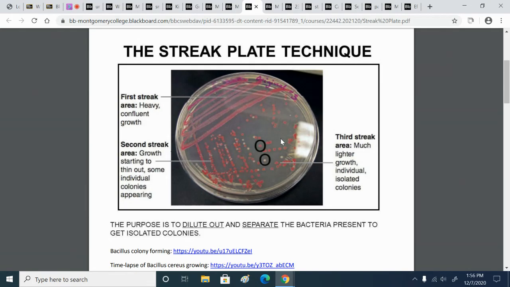So the idea is we are diluting our sample with each streak. By the time we finish, we have obtained discrete isolated colonies. And so you can actually tell how many different kinds of bacteria you have mixed together, because remember that as bacteria grow, they exhibit different growth characteristics like size, shape, color, and texture, so we can see that. You can also use an isolated colony to create a pure culture, because there's only one organism in that colony, because it was started by one cell.